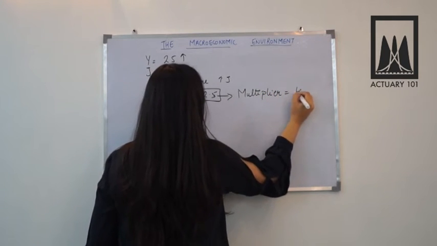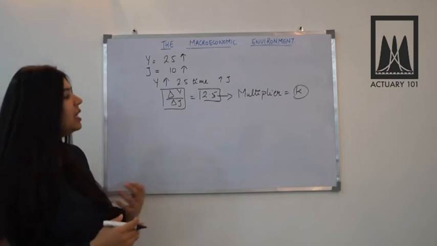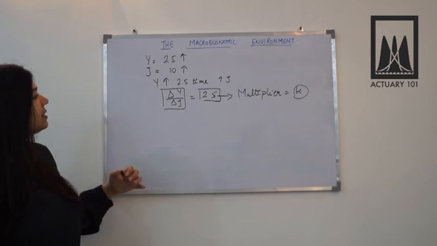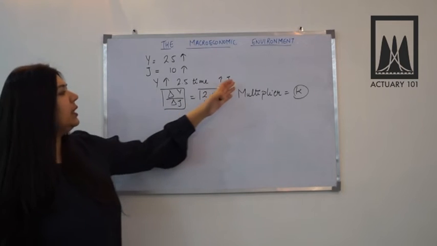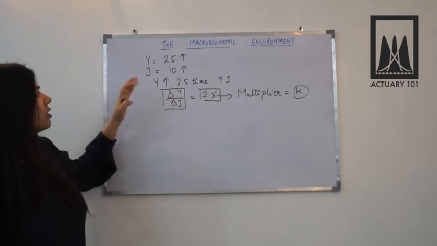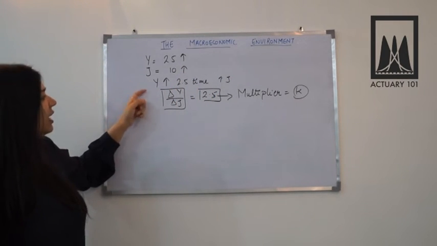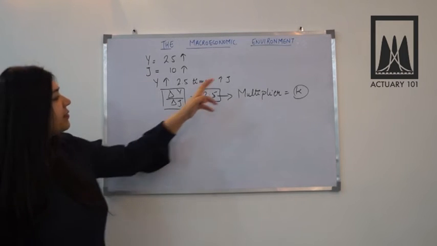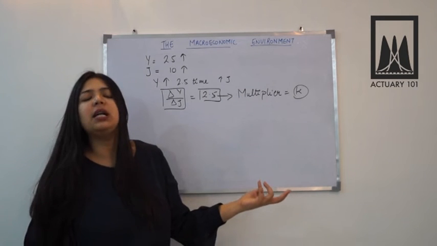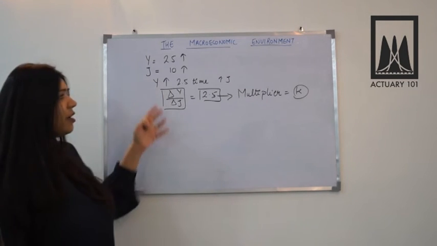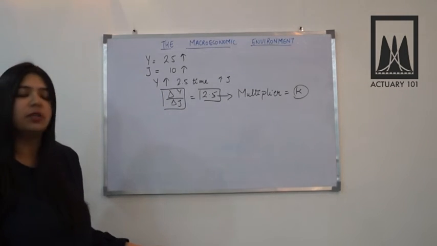which is denoted as K. So the multiplier effect is the increase in national income due to an increase in injections. Whatever the rate at which the national income increases with respect to the increase in injections is known as the multiplier, and this effect is known as the multiplier effect, right?